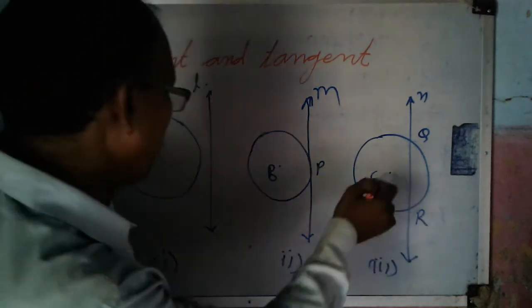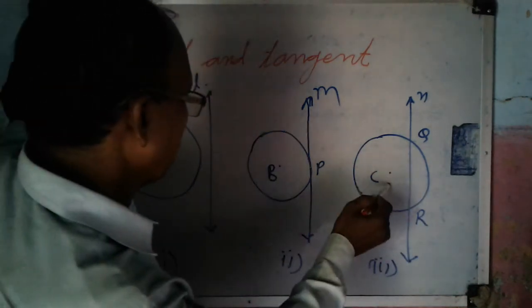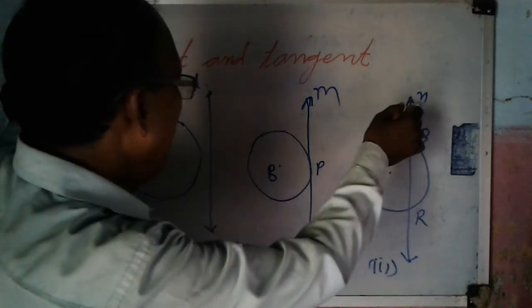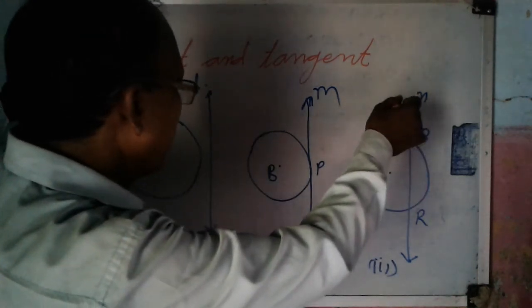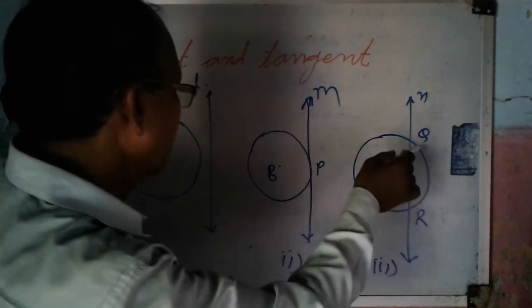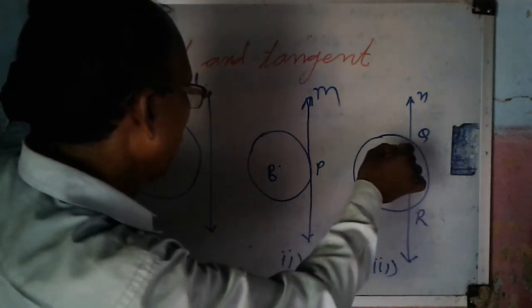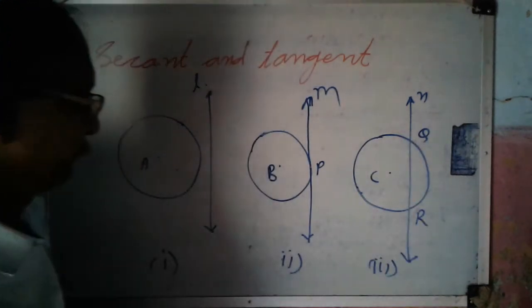And in third figure, a circle with center C and line N. This line N intersects the circle in two distinct points. That means this line intersects the circle in points Q and R.